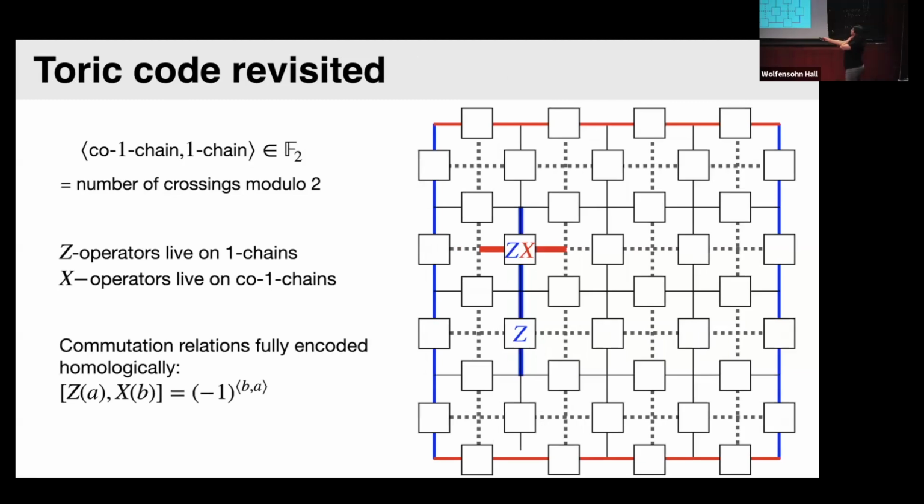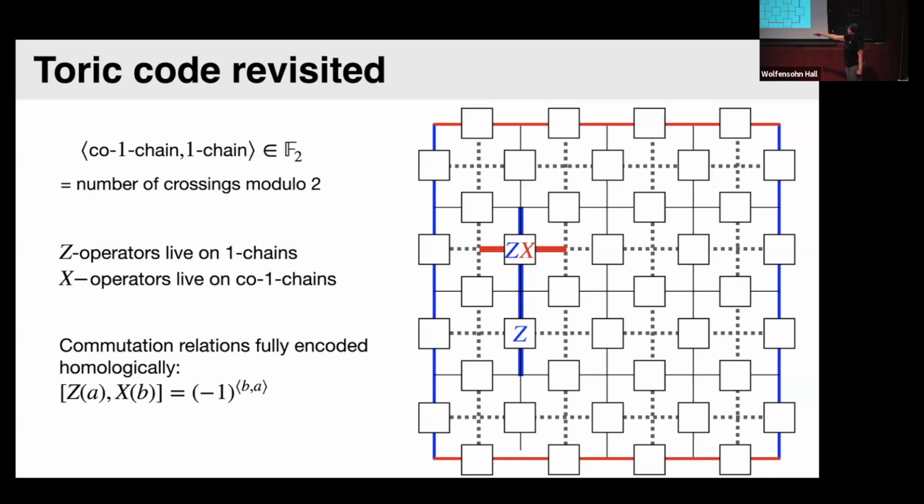The point is that all your qubits which live on edges, you have chains that go through those edges on the direct lattice, and you have cochains that go through those edges in the dual lattice. And you basically say that all your Z operators, anytime you want a string of Z's, those are going to live on 1 chains. Your X operators are going to live on co-1 chains, and all your commutation relations are fully encoded with this inner product, okay?